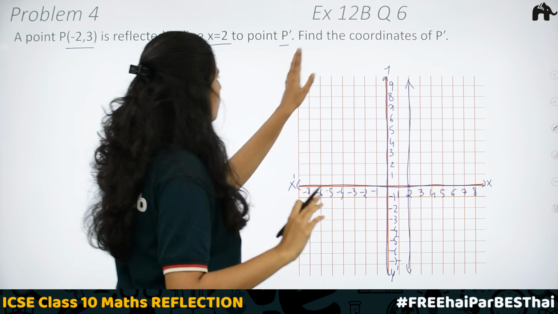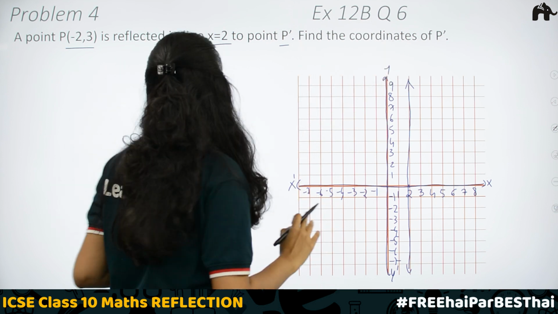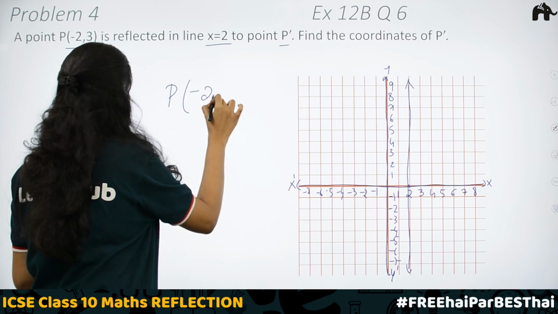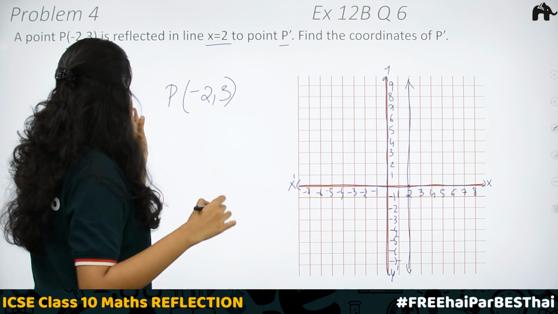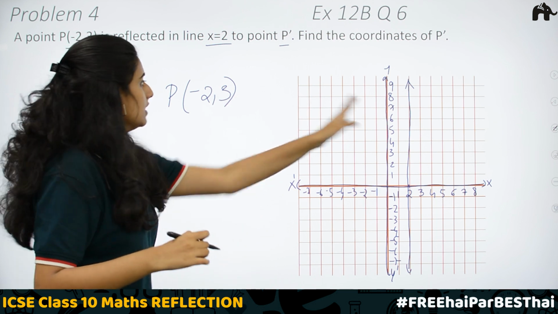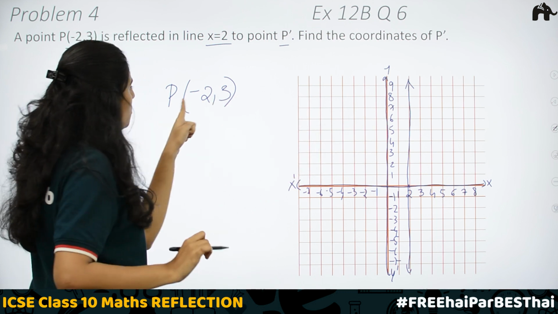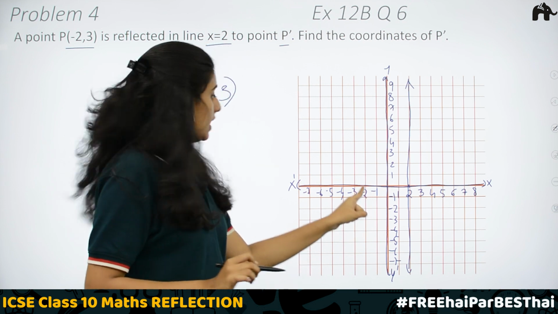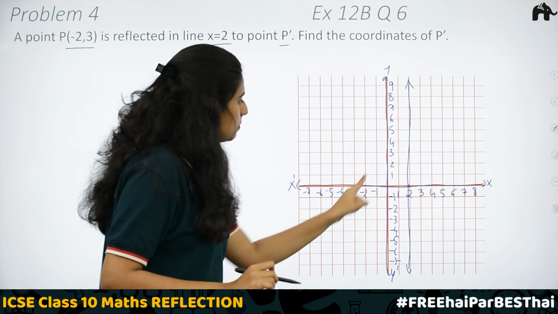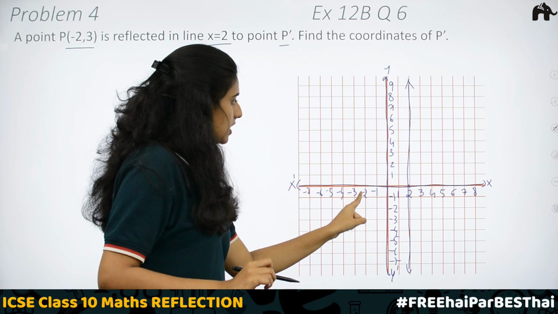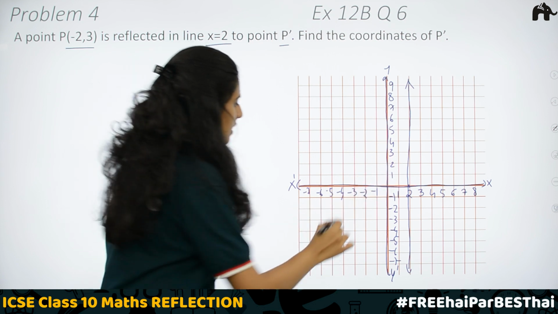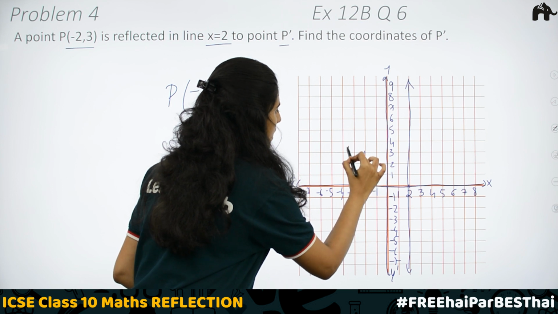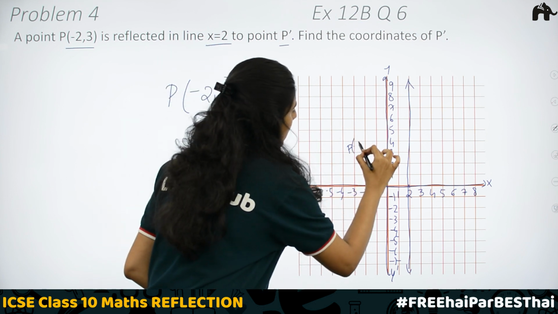Now what do we need to find? Find the coordinates of P dash. What is P dash? We have a point P (-2, 3). It is reflected in this line. First, let's find the point (-2, 3). Where do we have -2? Here we have -2. Then, what about 3? Positive 3. X coordinate -2, Y coordinate 3. So, this is the point P (-2, 3).